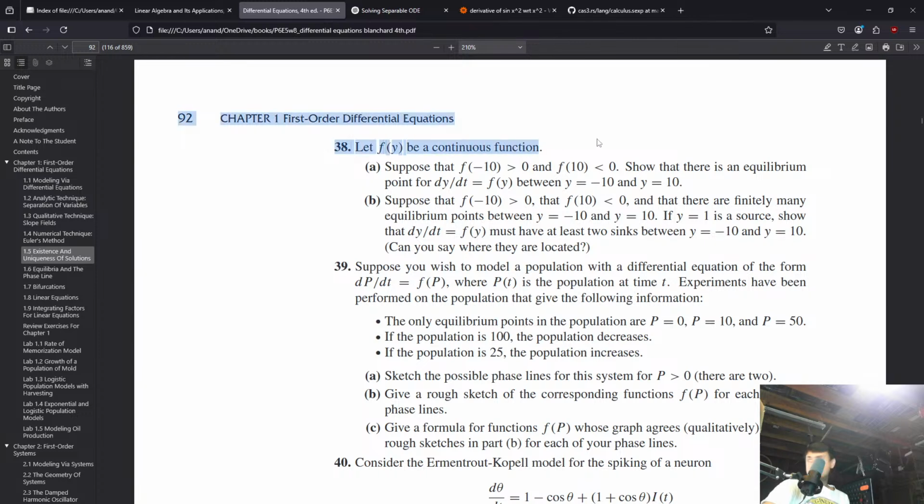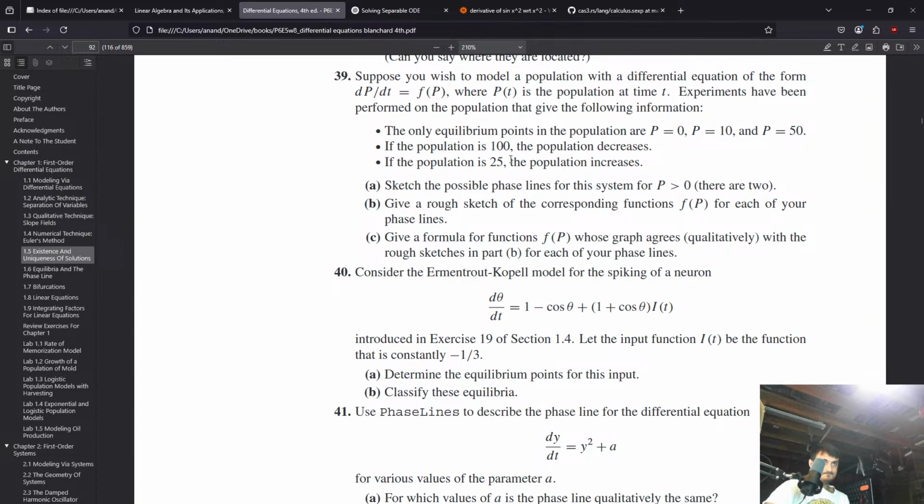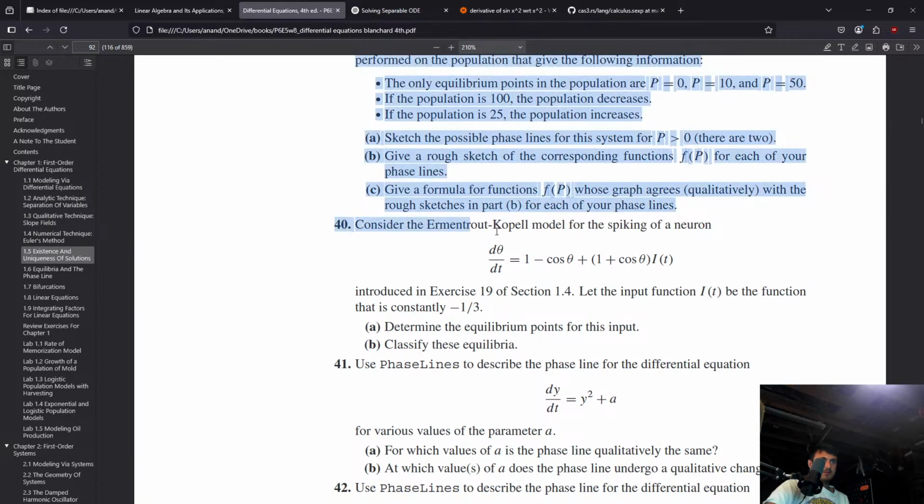Let f of y be a continuous function. I think we did this one. I remember this model.